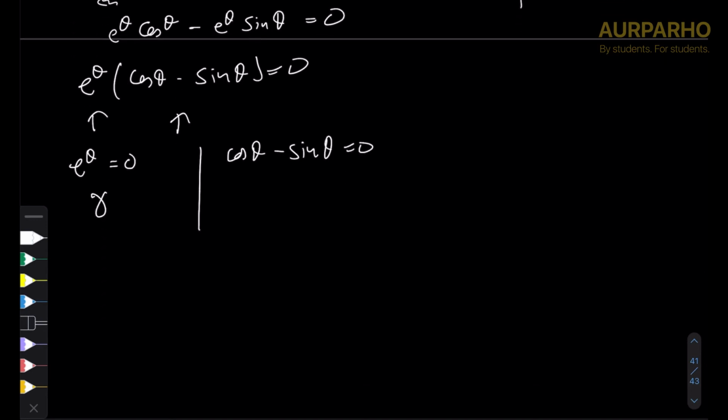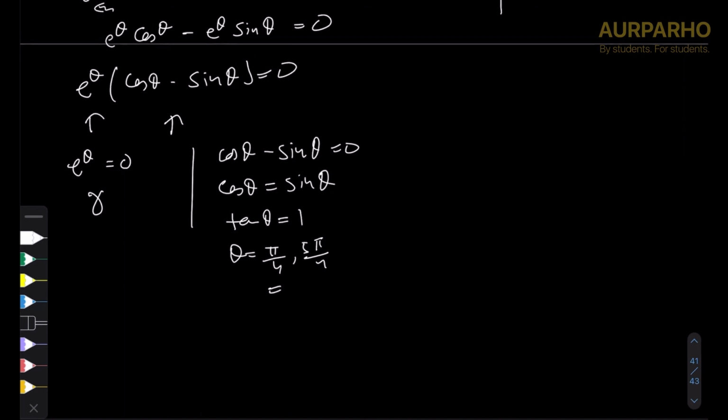Cos theta is never 0. Cos theta equals sine theta, so tan theta equals 1. And you get the values of theta as pi over 4 and 5 pi over 4. So these are the values of theta, and these are your answer.